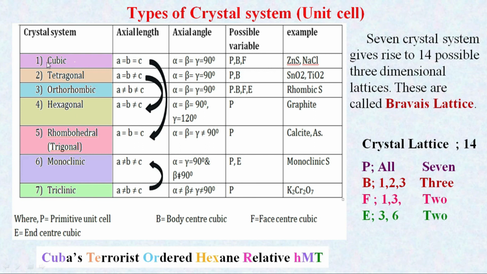The examples of cubic systems are zinc sulfide or sodium chloride. Tetragonal system examples are zinc oxide and titanium dioxide. Orthorhombic system is rhombic sulfur. Hexagonal system is graphite. Examples of the rhombohedral or trigonal system are calcite or arsenic. Monoclinic example is monoclinic sulfur, and triclinic example is potassium dichromate.